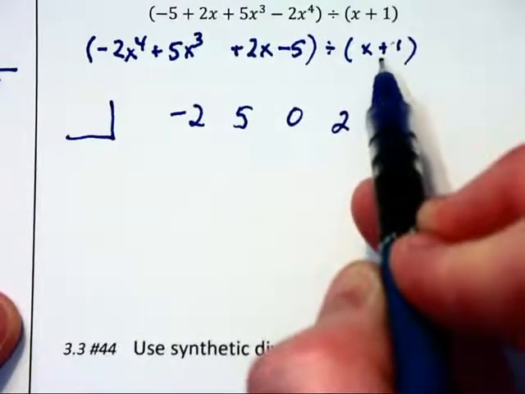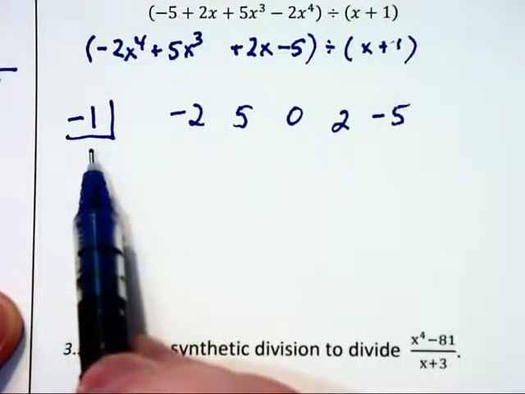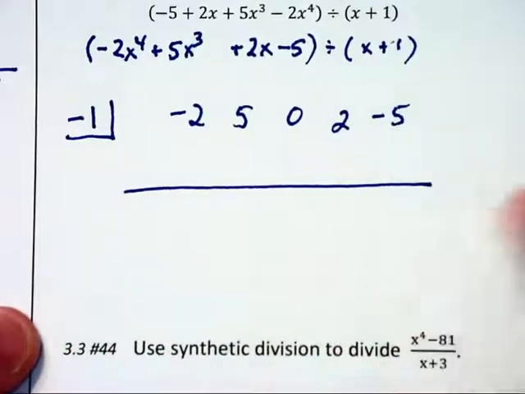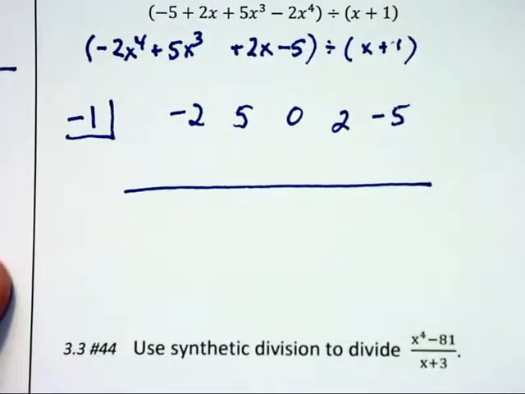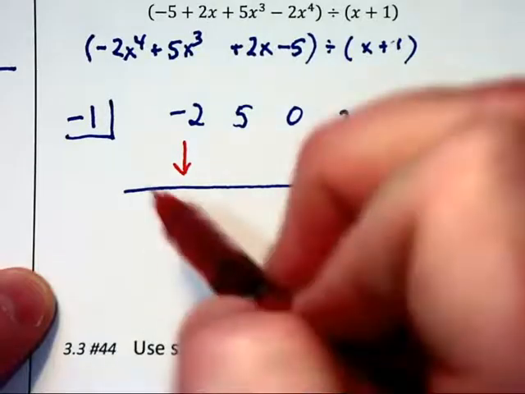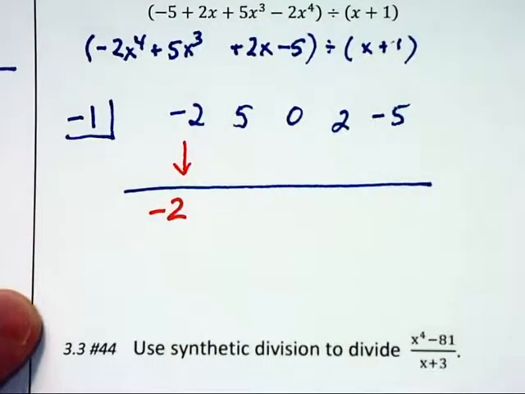We change the sign of that 1 to a negative 1 when we put it outside here in our division box. We draw a line, leaving some space there for some numbers, and this is the beginning of the setup phase. We then bring down our first term, negative 2, and just put it down there beneath the horizontal bar.